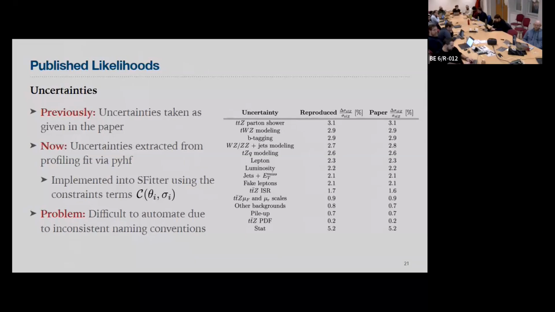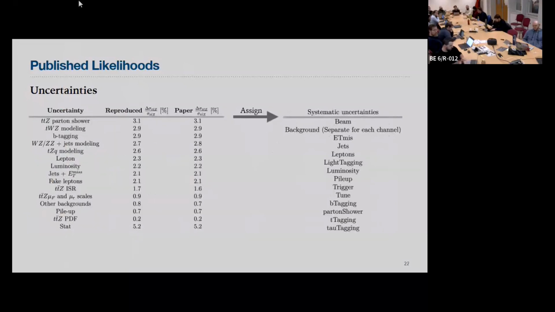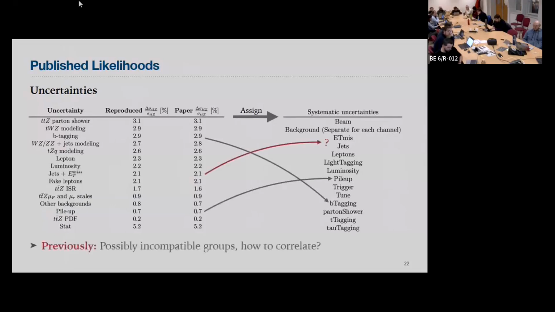But going more into why this is useful to us, like I said, these uncertainties we got in the table, we usually simply put in these systematic uncertainty categories within our SFitter tool. With some of them, it's easy. For example, b-tagging can go into b-tagging. That's simple enough. Pileup is the same. But at some point you see that, for example, you have jets and the missing transverse energy.